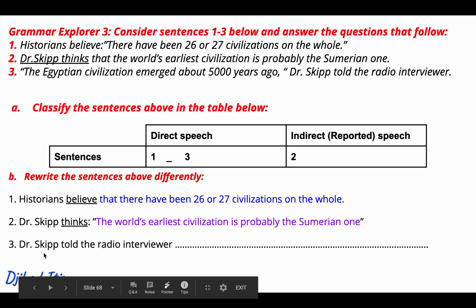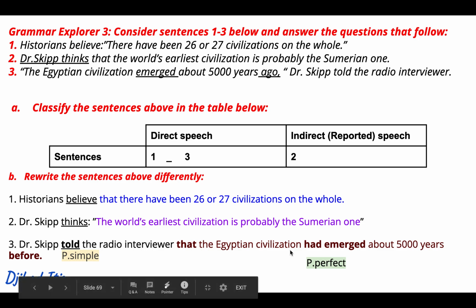And the third sentence, Dr. Skip told the radio interviewer that the Egyptian civilization had emerged about 5,000 years before, okay? So we have here told, okay? Dr. Skip told, and told is in the past simple tense, right? Is in the past simple of the verb tell, okay? Dr. Skip told the radio interviewer that the Egyptian civilization had emerged. Why did we type here had emerged? And had emerged is in the past perfect, right?